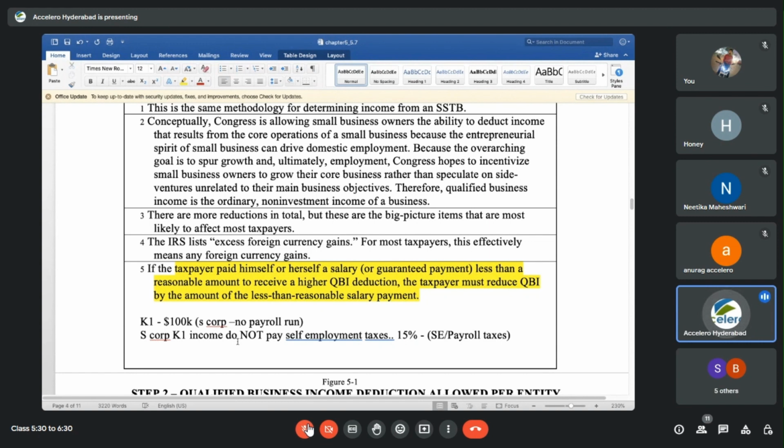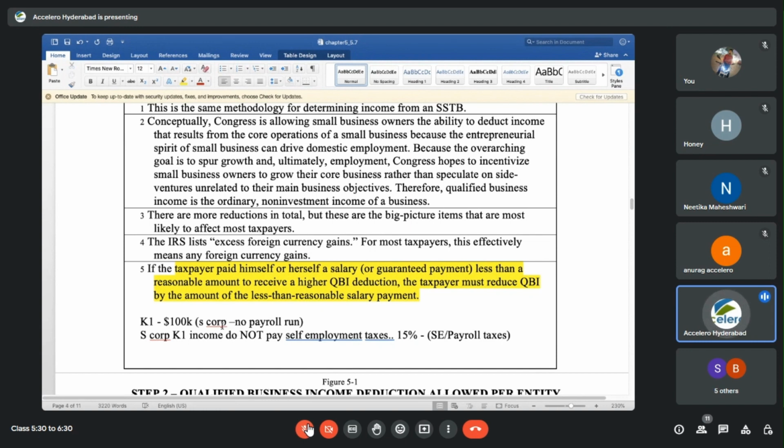No limits have been given by the IRS. It's just our professional judgment, our reasonableness. So we always tell clients to make sure they're running a reasonable amount of payroll. Don't try to push out every income through K1. There has to be some reasonableness there. And that is one of the conditions.